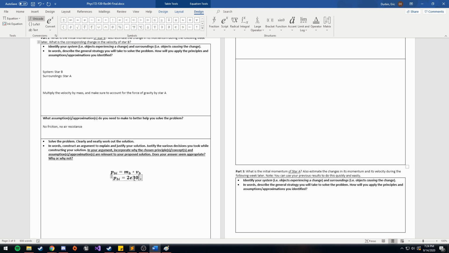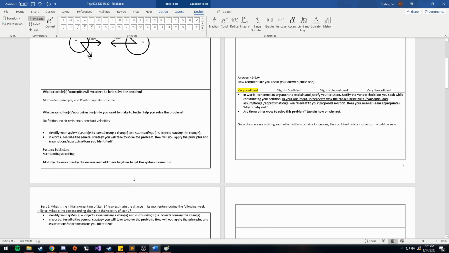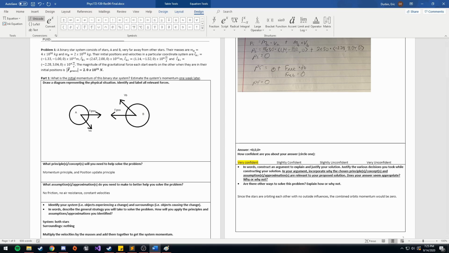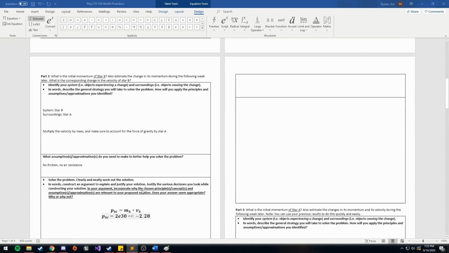For the initial momentum, are we taking into account the gravitational force? No. Okay, that's what I thought. That would be the answer from part A, right? Yeah, I'll just take your answer from part A. It asks for the initial momentum of star B in part 2. Oh, because you guys already wrote it down.